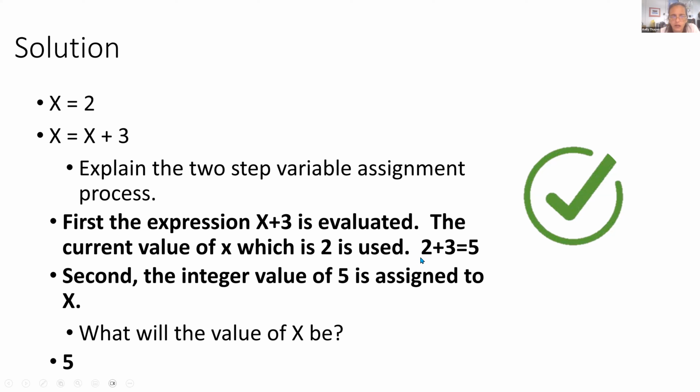So our first step in the variable expression evaluation is to solve the 2 plus 3 to get 5. Then in the second step, the integer value of 5 will be assigned to the variable x. In fact, this is actually a variable reassignment because x already exists in the table, so that value is overwritten. What will the value of x be now? The new value of x will be 5.